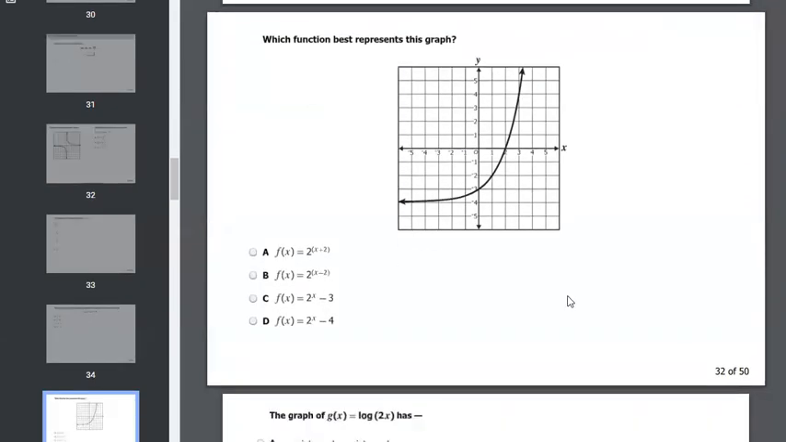Okay, moving right along, let's do 32. Which function best represents this graph? They give you this exponential function. And notice that it has a horizontal asymptote at -4. So you know that you're going to have a -4 being subtracted off to the side. So you know it's going to be D.